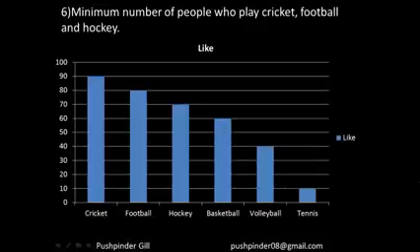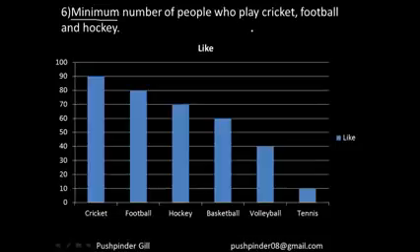Okay, now in the next question we have to find the minimum number of people who play cricket, football and hockey. So till now we were finding the maximum number of students. Now we have to find the minimum number of students. So the strategy remains the same. It's just that the approach of the question changes. So we have to find the minimum.